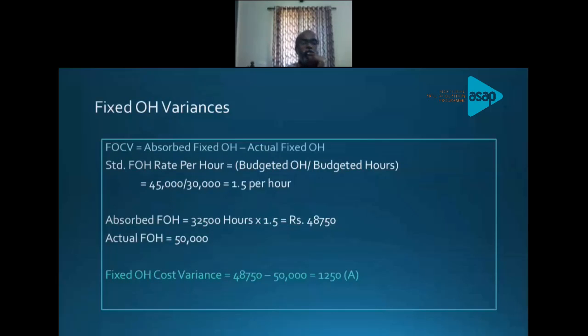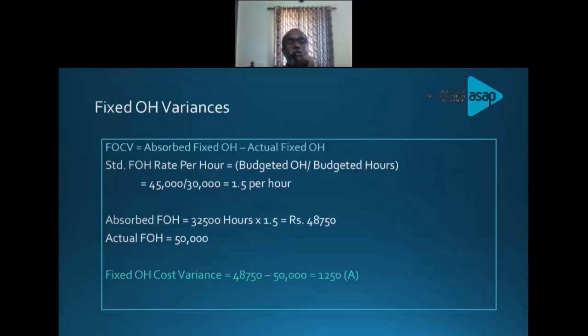We are moving on to fixed overhead. Fixed overhead cost variance is the difference between absorbed fixed overhead and actual fixed overhead. As in the case of the variable overhead, budgeted fixed overhead is 45,000 and budgeted hours is 30,000. So 1.5 per hour.